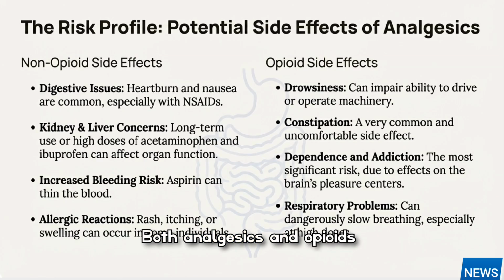Both analgesics and anesthetics carry risks that must be weighed. Non-opioid side effects can include digestive upset, kidney or liver concerns with long-term use, increased bleeding risk with aspirin, and allergic reactions, while opioid risks include drowsiness, constipation, dependence, or addiction, and potentially dangerous respiratory depression at high doses, so careful use and medical oversight are important.